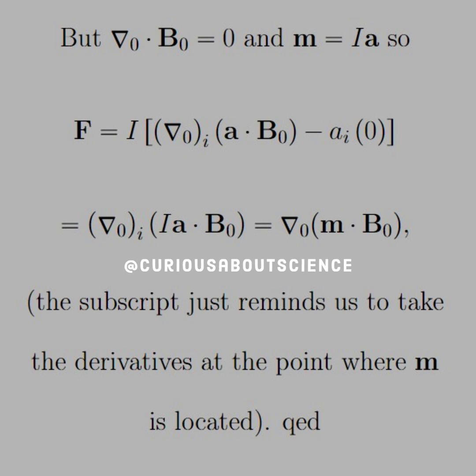Now we can plug in what the current is. Well, when we distribute the current to the a, or the area vector, then we get m. And we see that we get the same thing here. The subscript just reminds us to take the derivatives at the point where m is located. And we get the result we're looking for, albeit after a ton of mess.